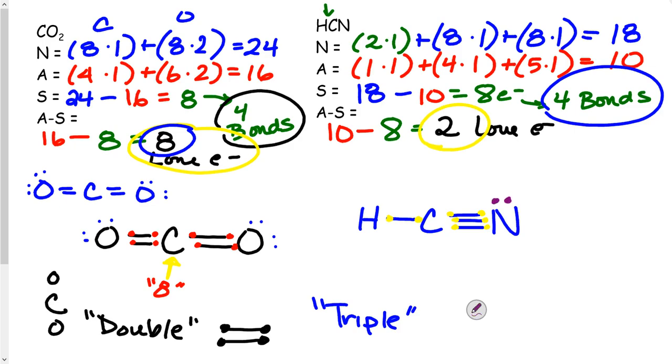And you may also notice that when I put my lone electrons on my atoms, I kept them as a pair. Okay, it's very important to keep those little dots as a pair.